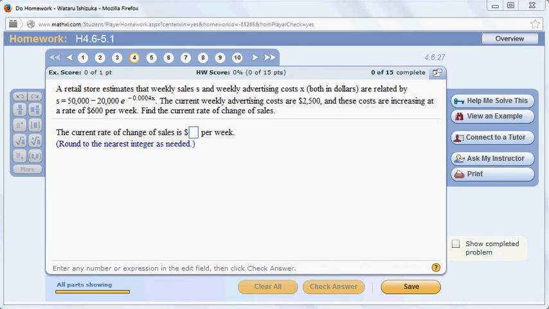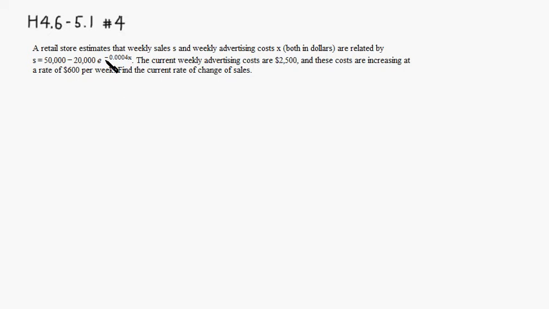Okay, let's look at the homework 4.6 5.1 problem number 4. Alright, so let's do this problem. Weekly sales S is given in terms of the weekly advertising cost X. So this is an equation given right here. Then it says that the current advertising costs are $2,500. Let's start writing these down.